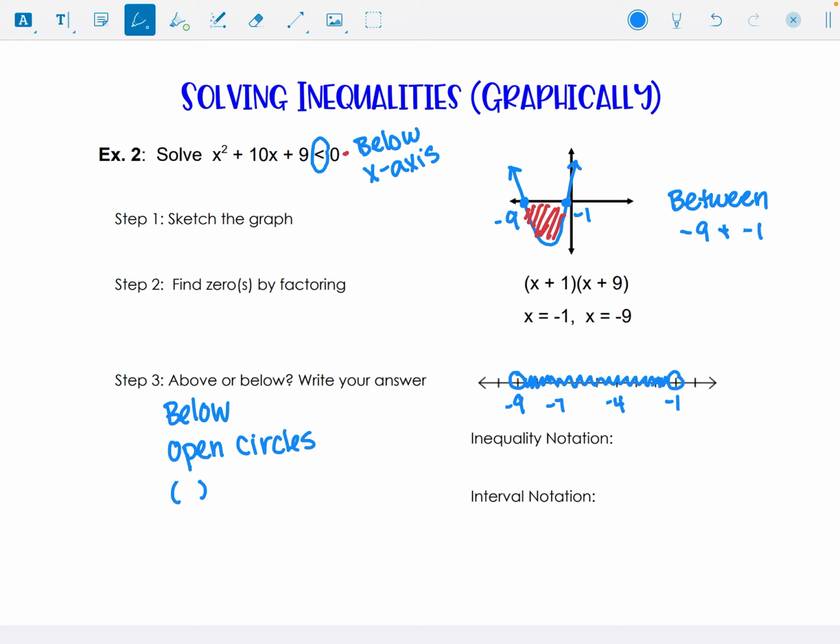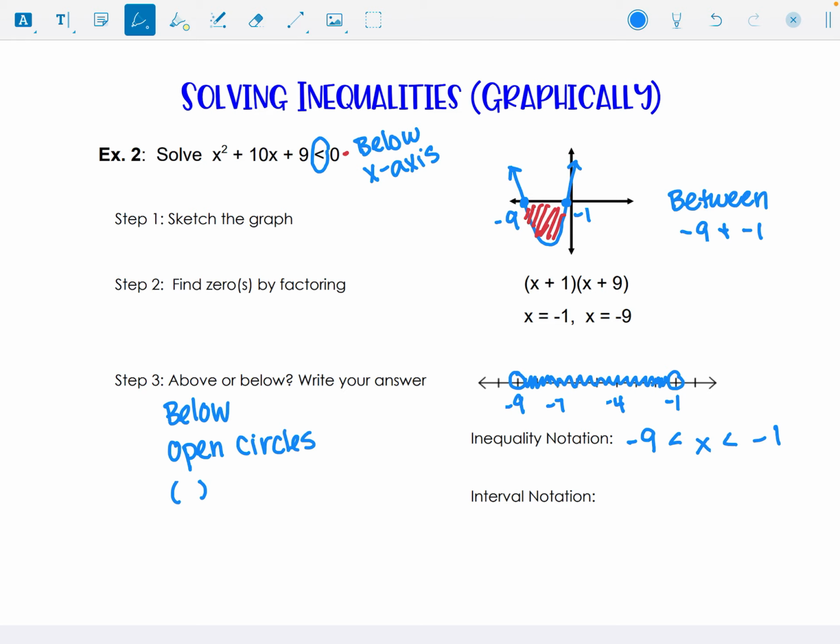My inequality notation, you want to write it like this. So x is between, and again, the lower number needs to be on the left, the higher number on the right. So the way that you would read that, if you were trying to talk it through to yourself, x is larger than negative 9, but less than negative 1. So this is a way of saying that something is between two values.